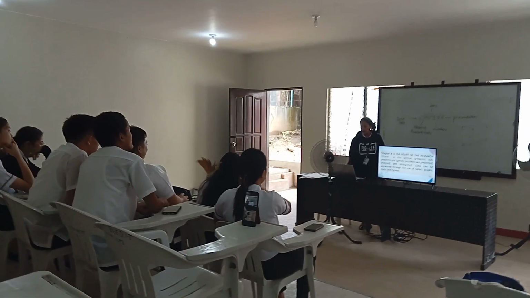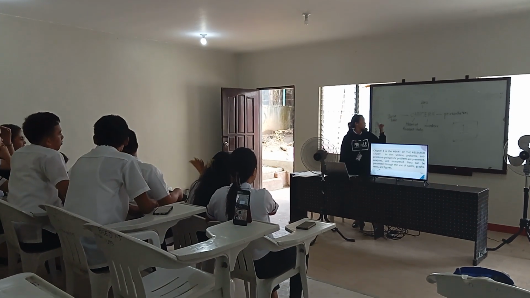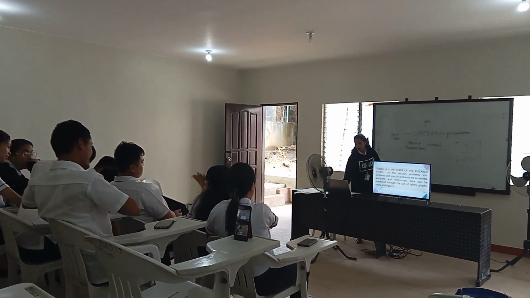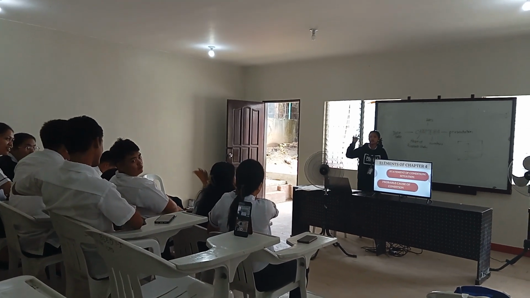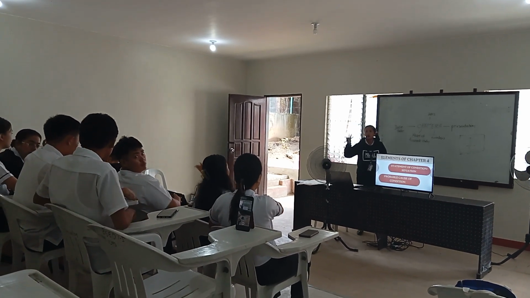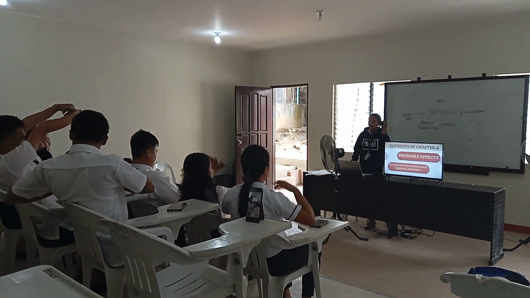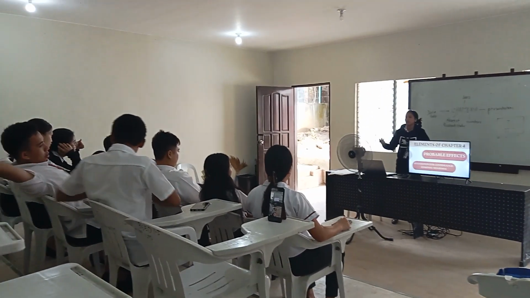So, again, chapter 4 is the heart of the research, consisting of data tables, presentation, and numbers. And we have the 4 elements, which are the statement of the condition, probable cause of the condition, probable effects, and the suggestion for continuous remedial measures. That would be all.